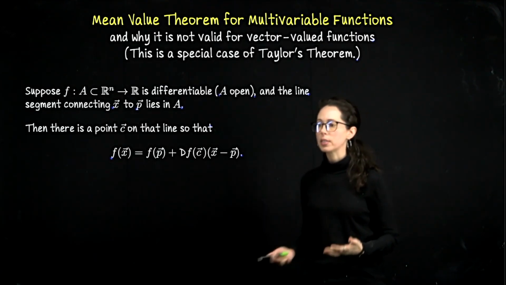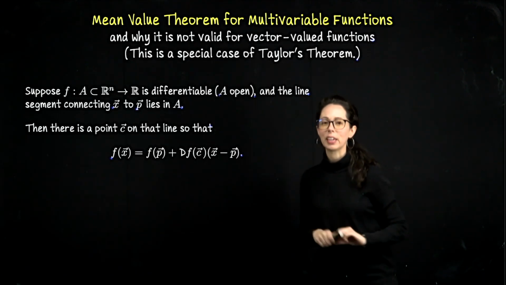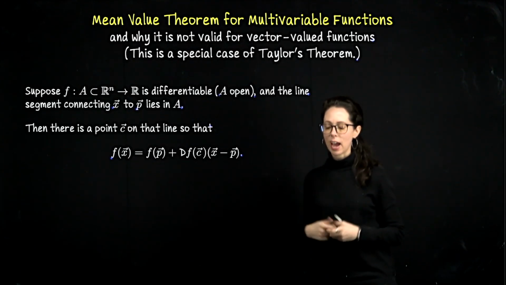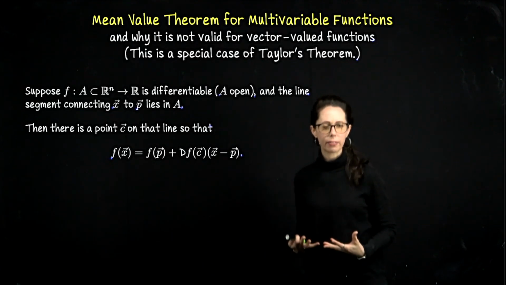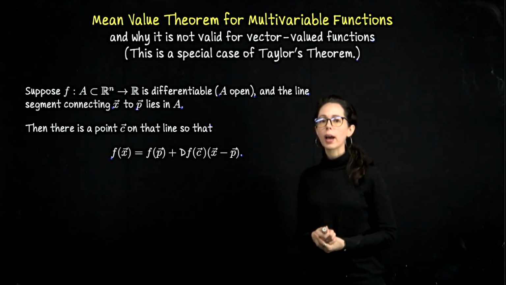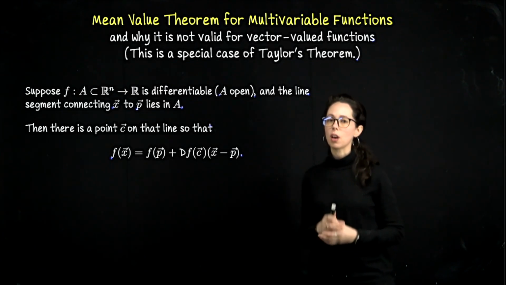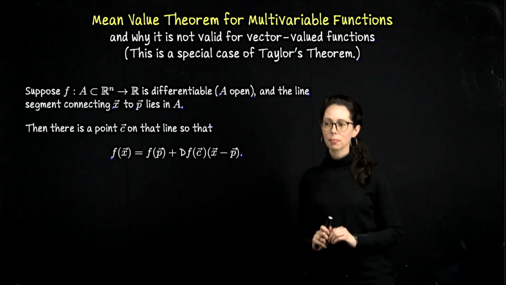So what I'm going to do now is take this statement and prove it. If you read through this carefully, you'll notice it looks kind of like the regular mean value theorem. And then after we're done proving it, I will give you a demonstration, just a kind of counterexample, to show you why the function f cannot be vector valued. So this theorem is all about scalar valued functions of multiple variables.